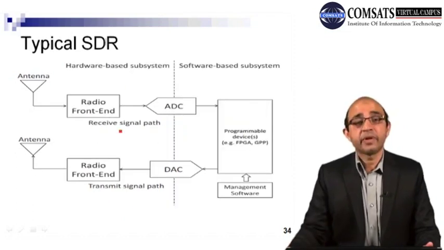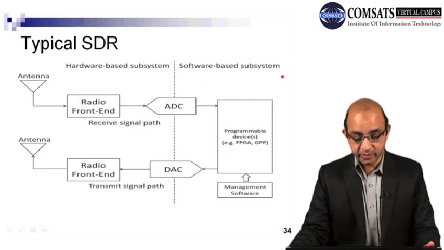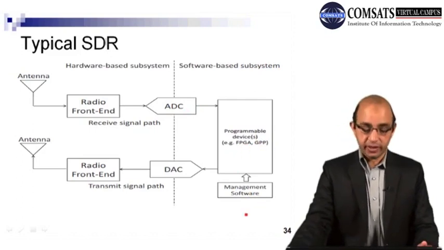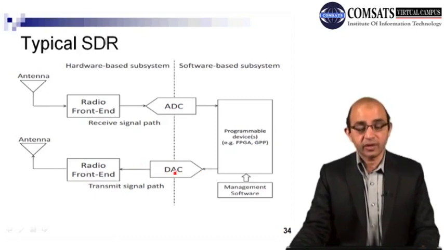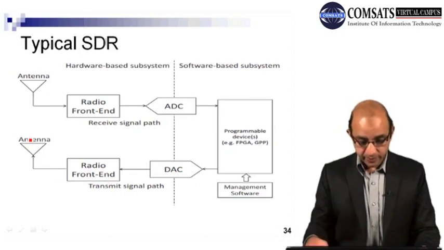Now this is the typical SDR, right? So you can see the radio front end, and then we have the receive signal path, A to D converter, software based subsystem, and here we have programmable devices, for example FPGA, GPP, and management software is also here. If we talk about the transmission, digital to analog converter and radio front end, and this is the antenna.